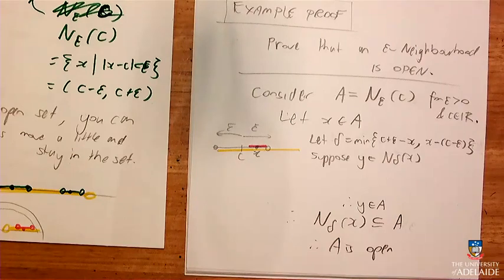All right, well, to be in A, that means the distance between y and c has to be less than epsilon. So we should calculate that distance.